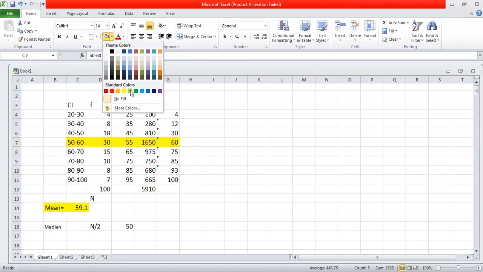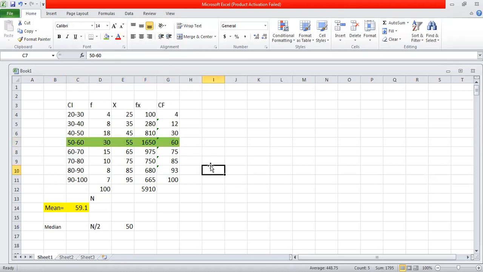I'll just highlight it for your sake. So this green color is nothing but the median class. Corresponding to this, what is the class we have? 50 to 60. So L value is 50.